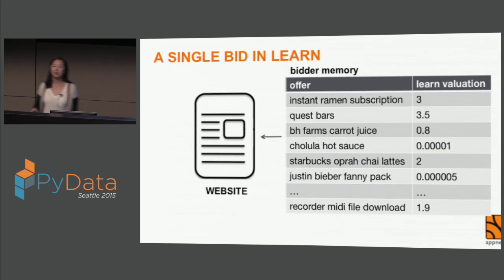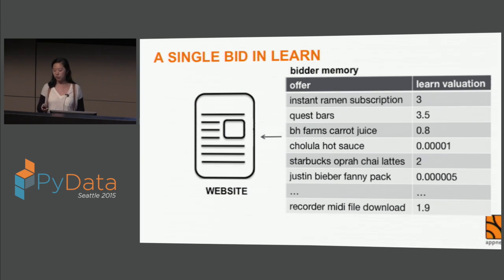So let me dive a little bit in detail into what might happen for one website. In our bidder memory, we're storing valuations for all the offers. So it doesn't really make sense that we're still storing it for Justin Bieber fanny packs when it's this low. And all of these ellipses obviously mean there's stuff in the middle. So why do we continue doing this?